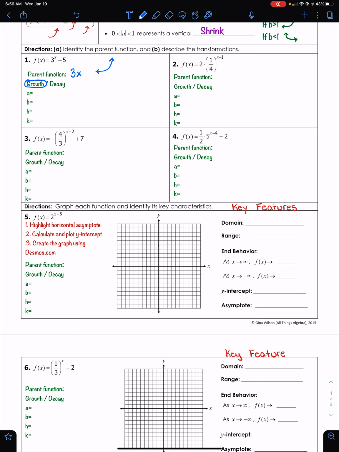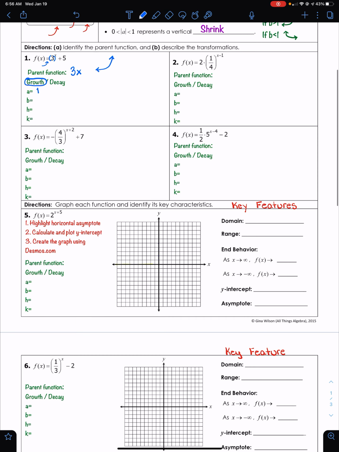The a value in this case, well, the a would be out front, and there isn't a specific one listed, so that means that our a value is 1. The b value in this case is 3. That's the number that would make this geometric. And then we have h. H is if there was something up here like plus h or minus h, that's what we would be looking at. So there is no h value in this case.